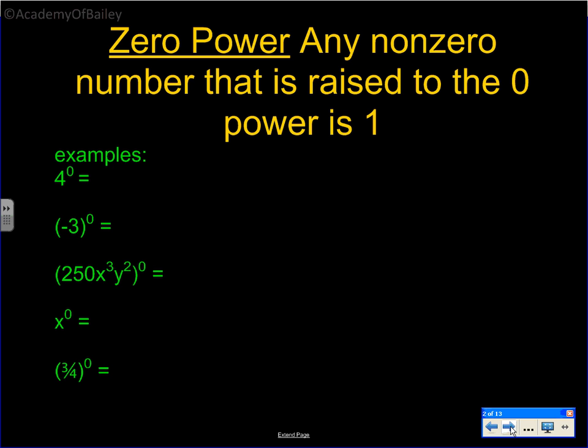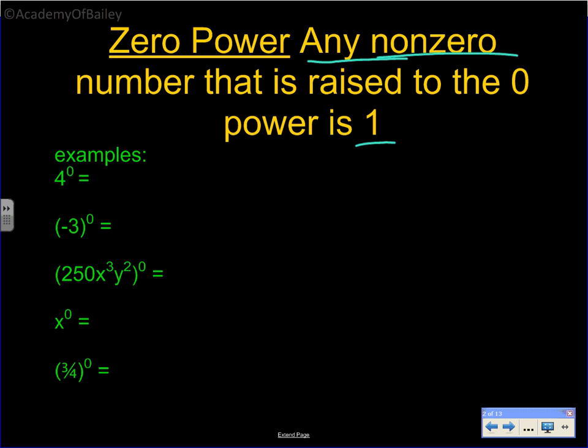We'll get started with the zero power. It says any non-zero number that is raised to the zero power is 1. You notice it says any non-zero number. So if you have 0 raised to the 0 power, that's not going to be 1 because it is a 0 number. So any non-zero number that is raised to the power of 0, the answer will be 1.